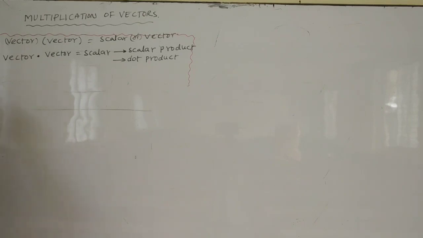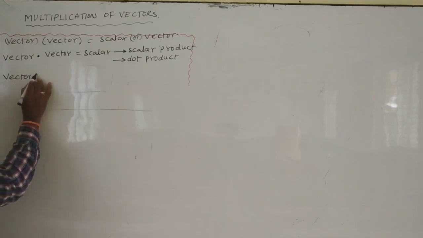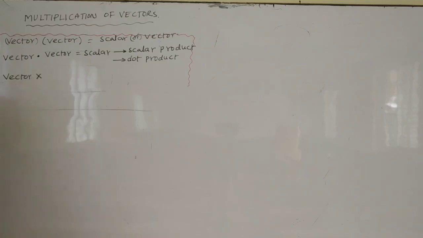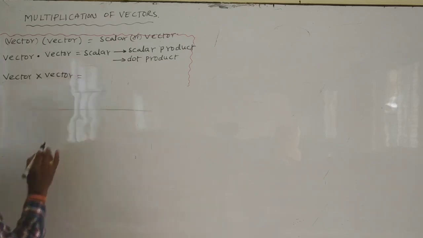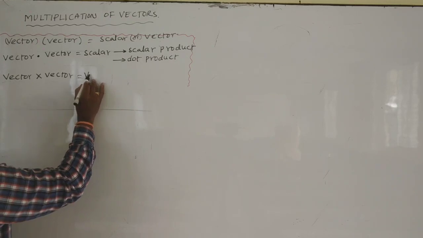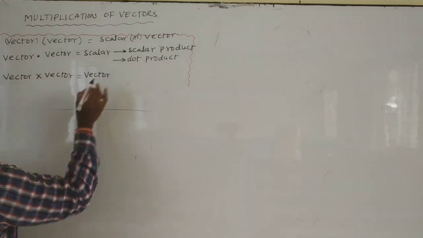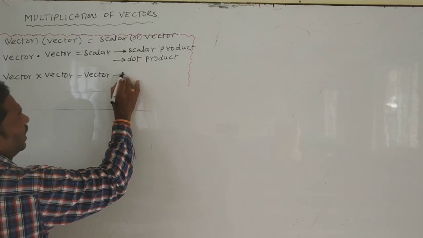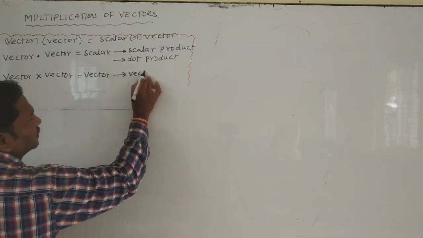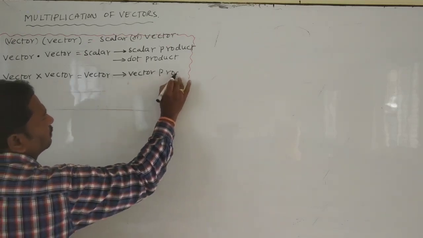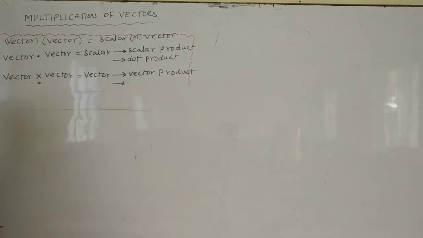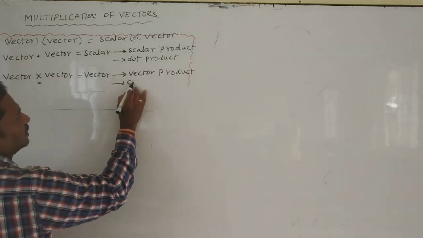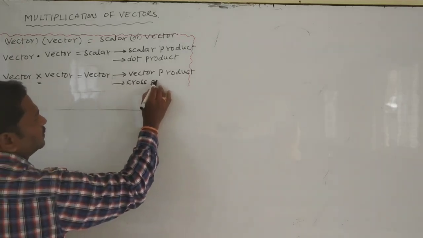Next, a vector is multiplied with cross symbol, then with another vector, the answer we got is a vector. Then the product is called vector product. Or we multiplied with cross, so we call it cross product.